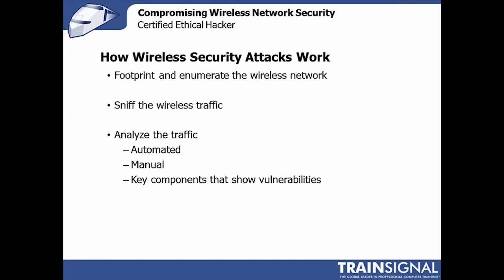The wireless security attack methodology is almost identical to wired attacks in that we start by taking the big picture. I start by footprinting the network, looking around, seeing what's out there. Is there a wireless network in my target at all? And if there is, what are the access points? What is the identifier there? And then I'll start sniffing the wireless traffic just like I would with wired traffic.